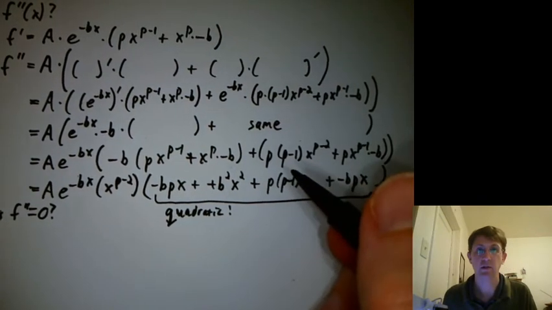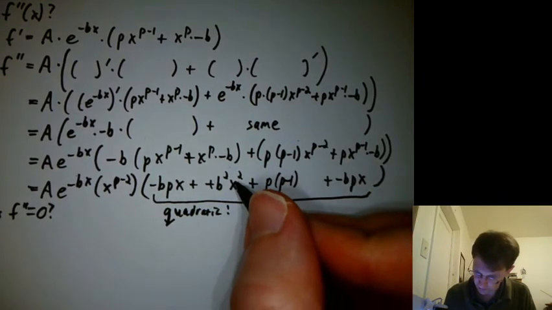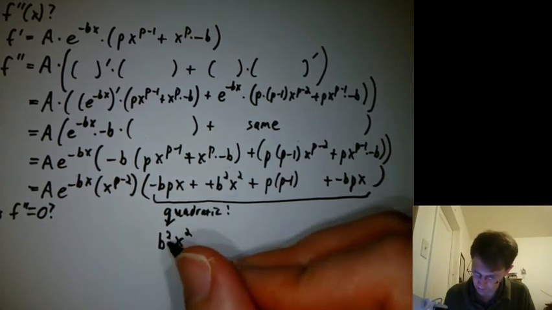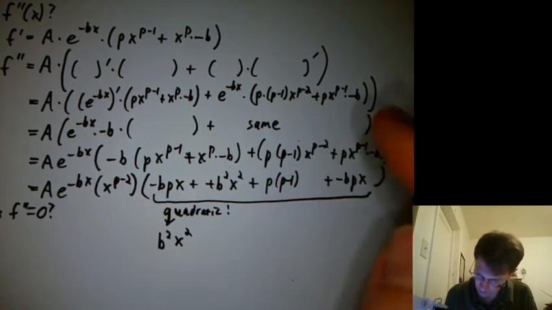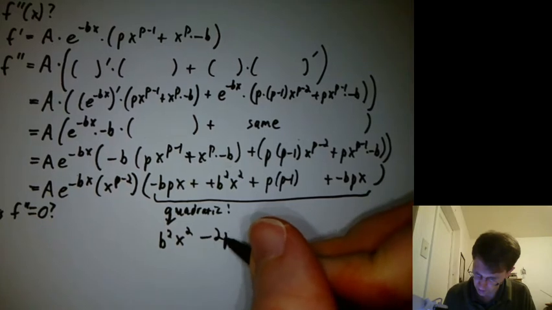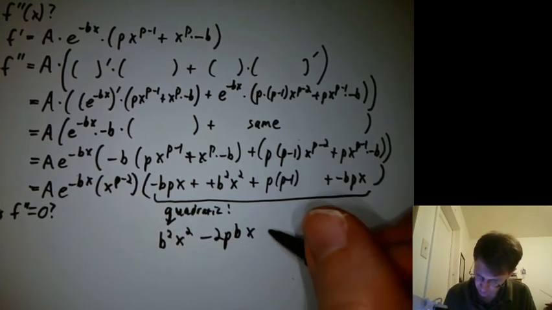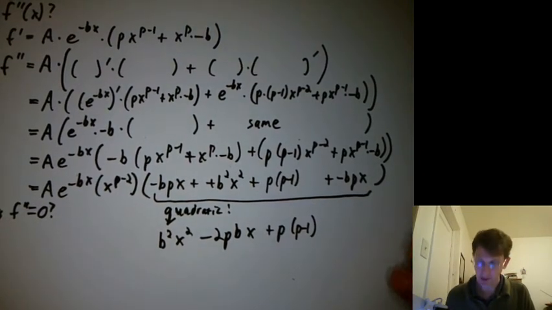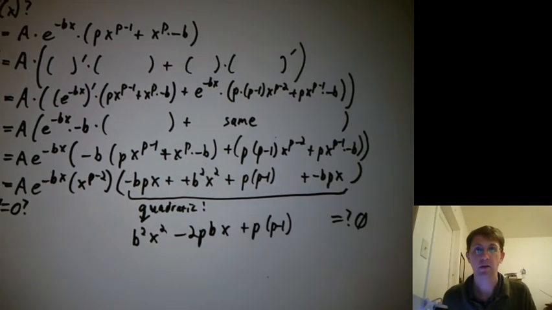And let's organize it the way we usually organize quadratics when we're going to use the quadratic formula. We'll have an x squared term, and the coefficient on that is b squared. The linear term, x, we have two of these negative bp's, so minus 2bp x, and then the constant term is p minus 1. And we're asking, where is this equal to 0? Well, that's what the quadratic formula was invented for, right?